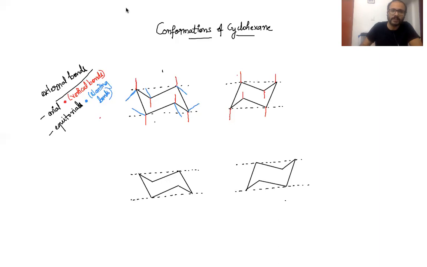Now, let me draw the other bonds, the equatorial bonds. Equatorial bonds, we are representing with the blue color. At each point you will draw the equatorial bond something like this, something like this, something like this, something like this, something like this, something like this. Now, I told you it's not the immediate one, parallel to the next one. So at each of these vertices, I have drawn the corresponding bonds.